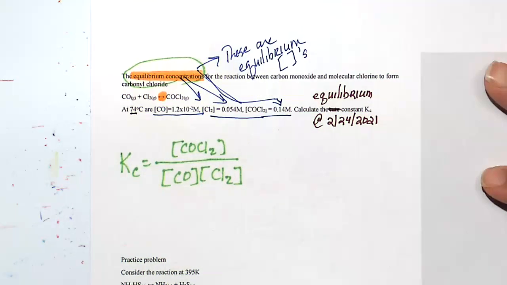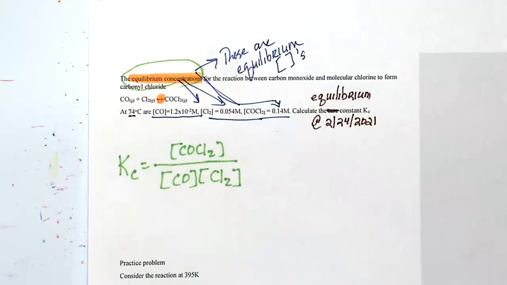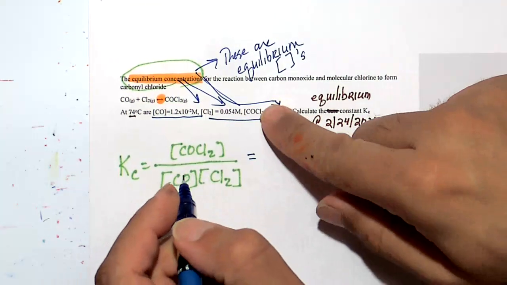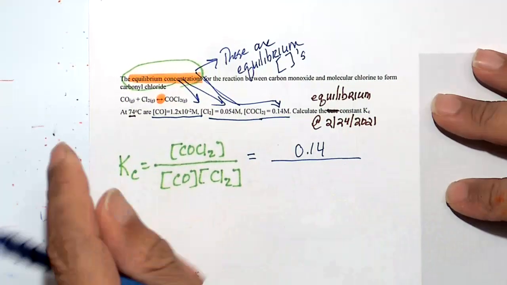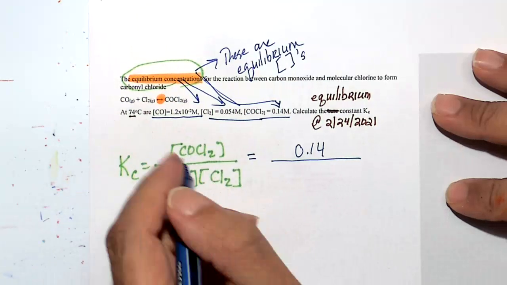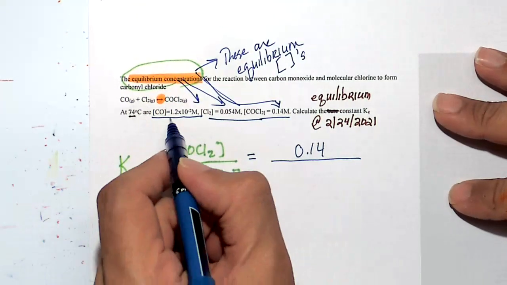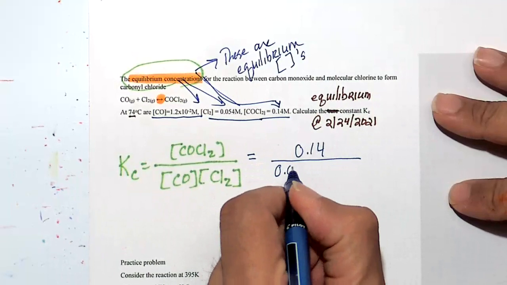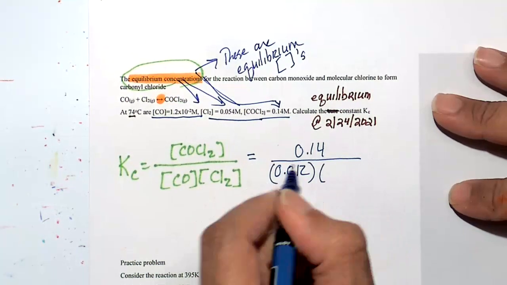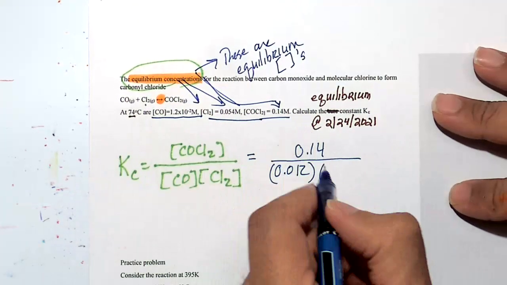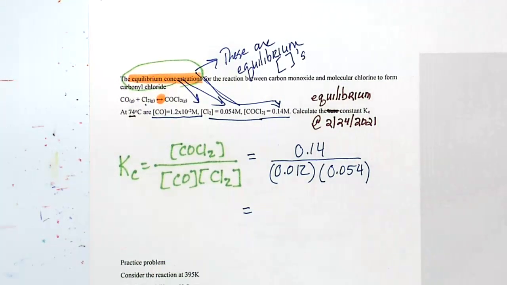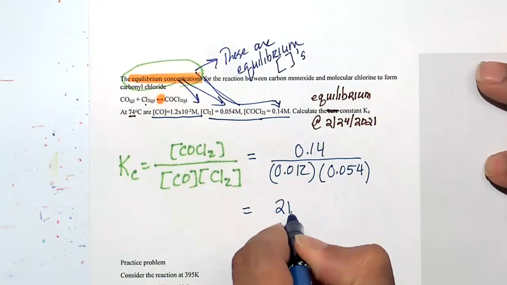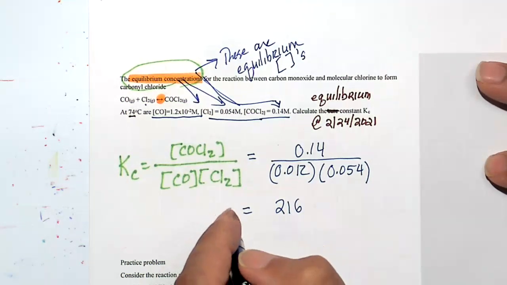So now, because these are equilibrium concentrations, all we can do is plug them in. COCl2 is 0.14, no units necessary. CO is 1.2 times 10 to the minus 2. And then Cl2 is 0.054. Doing this on my calculator, you can double check my work, I'm getting 216.